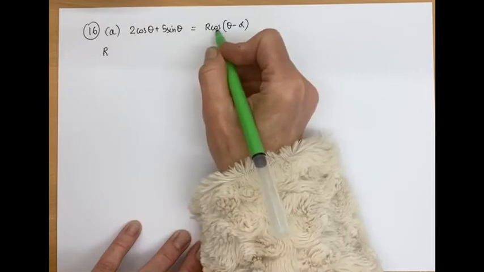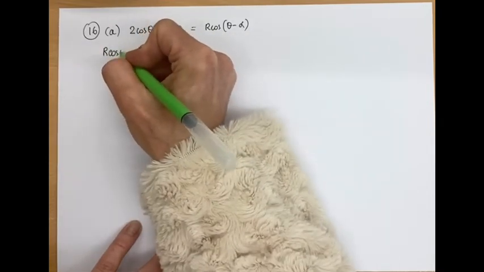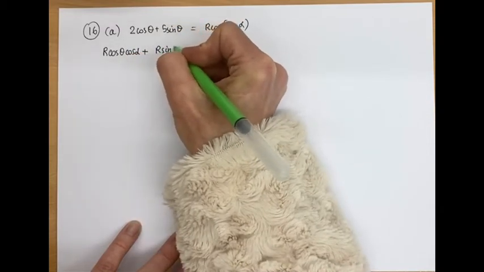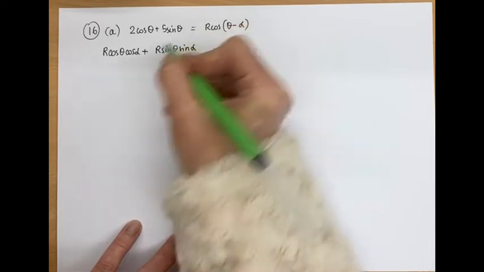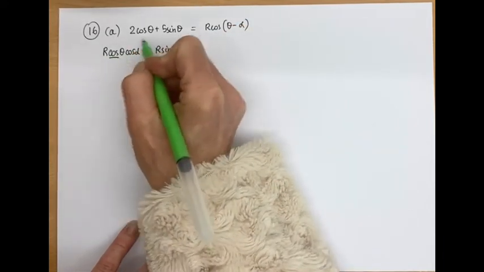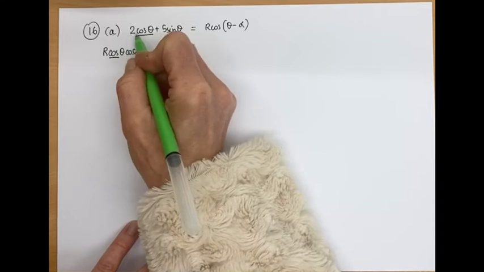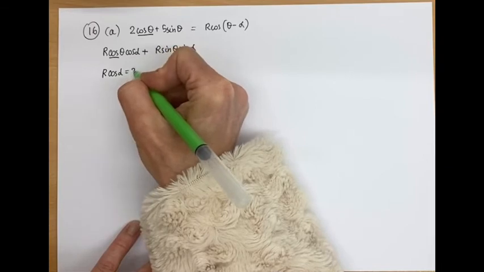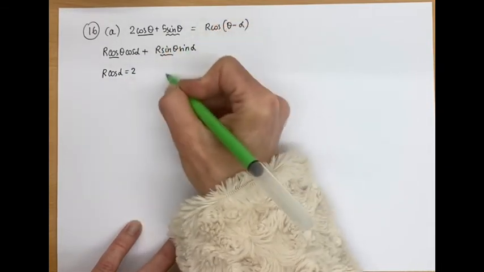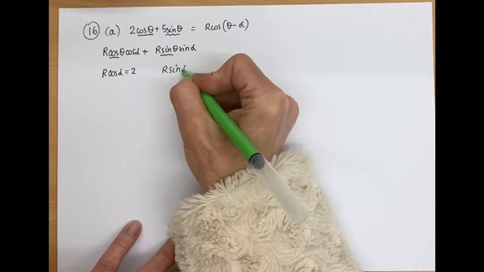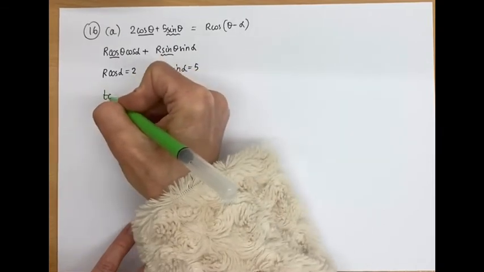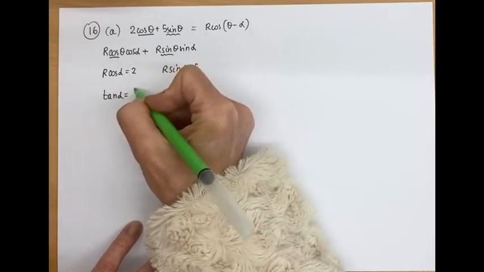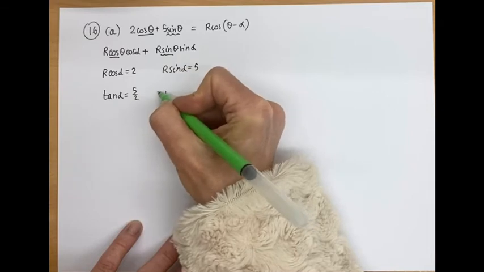So let's express this in expanded form. So R cos theta cos alpha plus R sine theta sine alpha. Let's compare these. So cos theta is cos theta. So whatever cos is multiplied by, they need to be equal. So R cos alpha is 2. Sine theta over here, R sine alpha gives me 5. So for tan, carefully check that you're dividing correctly. Sine over cos, 5 over 2.